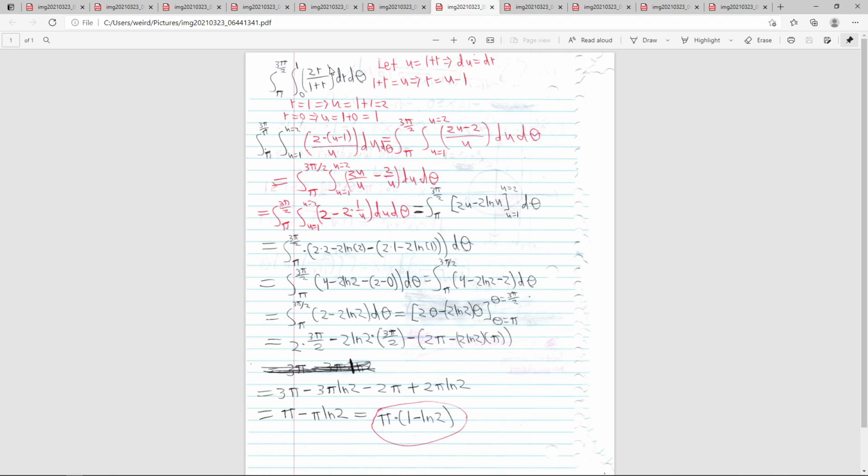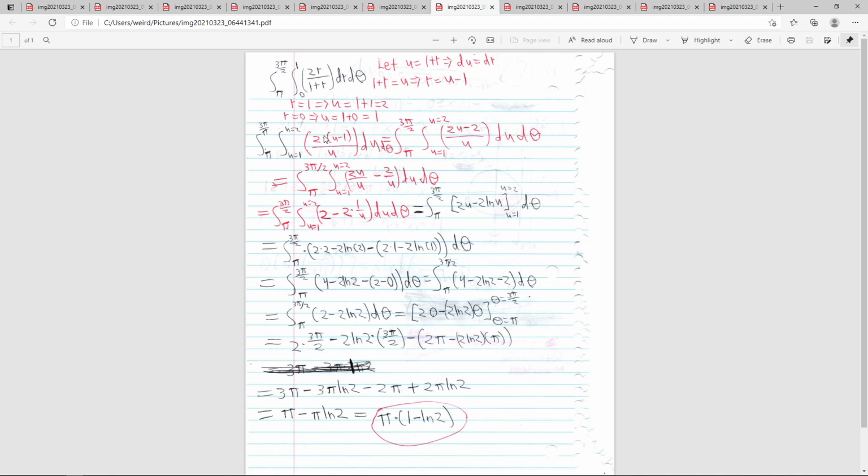The problem is, you still have 2r to worry about. So 1 plus r equals u still, which means that r equals u minus 1. You want everything to be in terms of u, so you have 2 times u minus 1 divided by u, du d theta. And r equals 1 means u equals 2, r equals 0 means u equals 1. So I've shifted even that in.